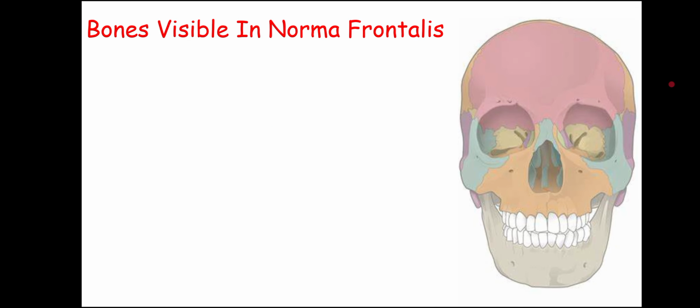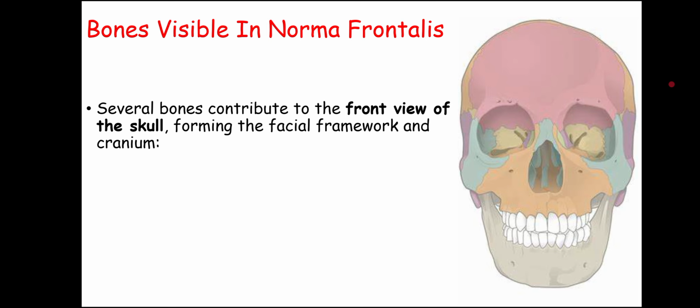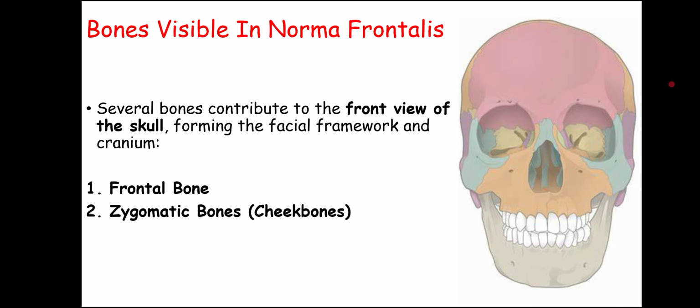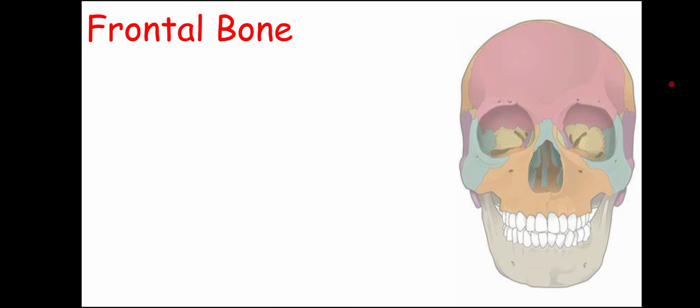Now let's talk about bone visible in Norma frontalis. Several bones contribute to the front view of the skull, forming the facial framework and cranium. These include frontal bone, zygomatic bone that are also called as cheekbones, nasal bone, maxilla, and mandible.